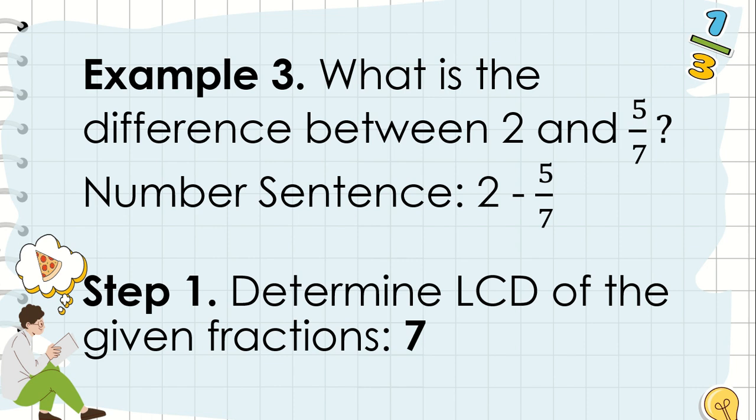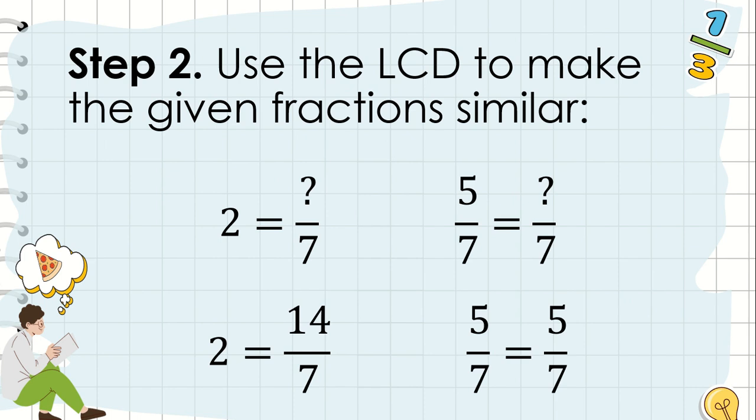Example 3. What is the difference between 2 and 5/7? Number sentence: 2 minus 5/7. Step 1. Determine the LCD of the given fractions. It is 7. Step 2. Use the LCD to make the given fractions similar. 2 is equal to 14/7 and 5/7 is equal to 5/7.